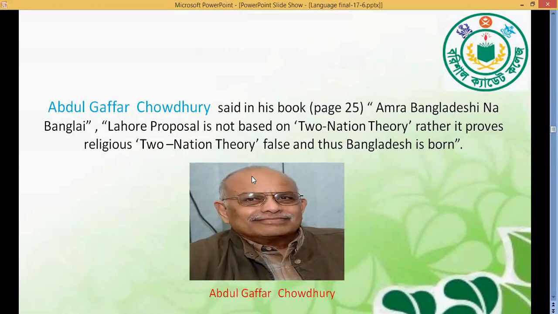But the question arose: what would be the ideology? What would be the fundamental principles of Pakistan? And it was a crisis. It was the crisis of identity of Pakistan.